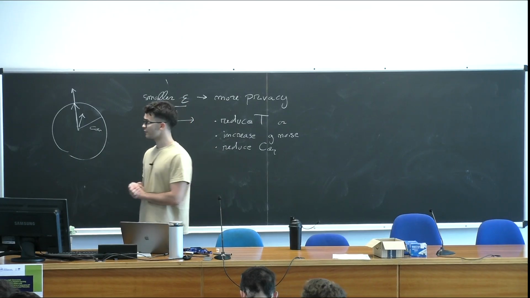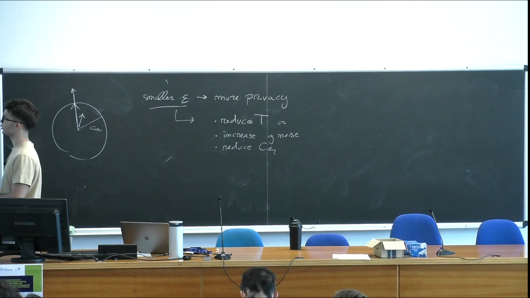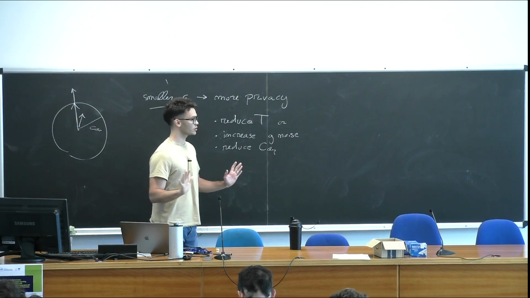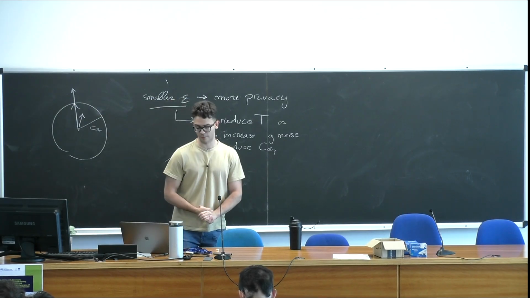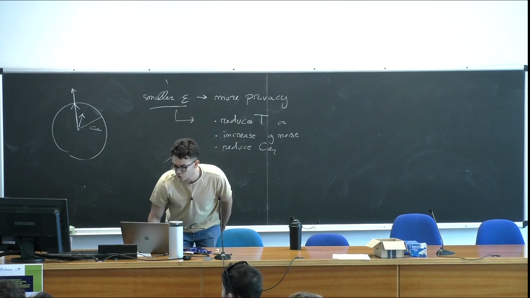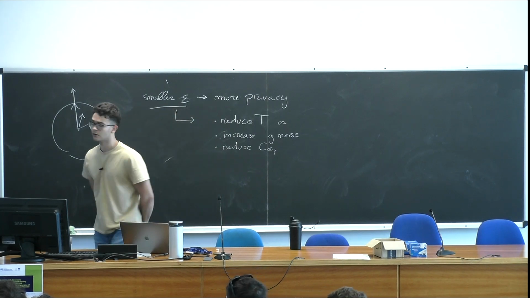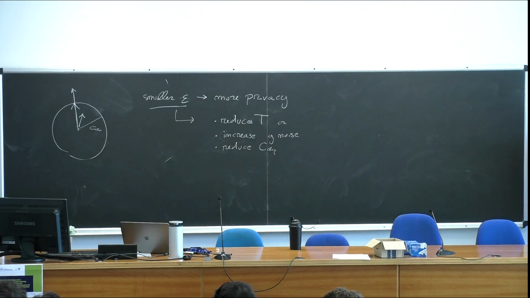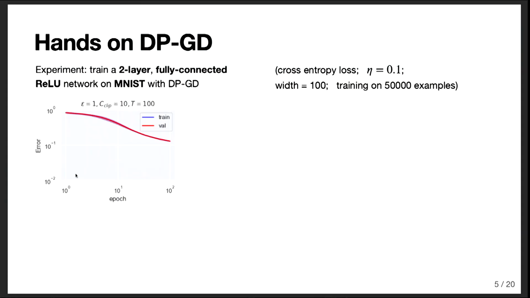So we're going to do something very simple. We're going to train a 2-layer neural network fully connected on MNIST with the PGD. Cross-entropy loss, learning rate is 0.1, width is 100 on 50,000 images. This is probably the first experiment you should run if you want to learn about the PGD. Let's do this first with epsilon equal to 1, the clipping constant equal to 10, and the number of training iterations equal to 100. Notice that since I fixed epsilon, clipping, and t, this is going to determine the value of sigma, right? What you see, I'm plotting the train and the validation error.